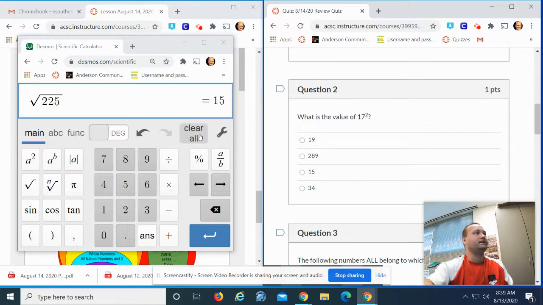All right, the square of 17, again, I'd use my calculator. 17 squared is 289.